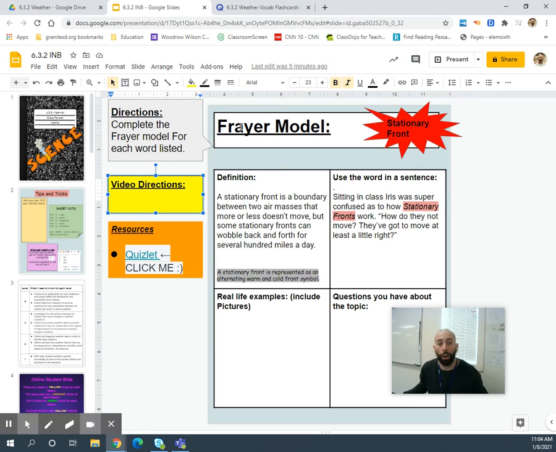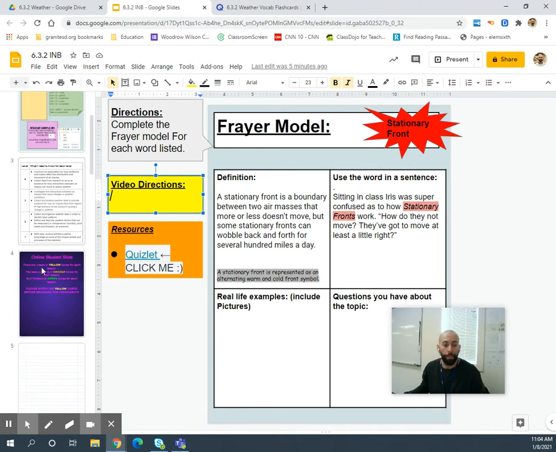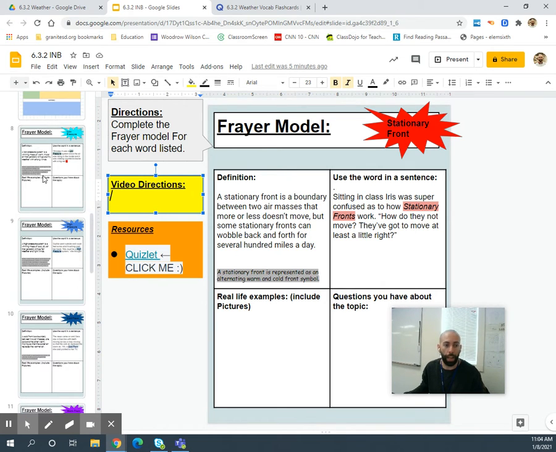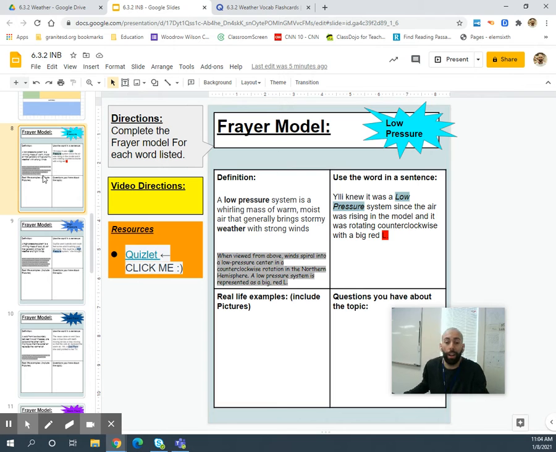Hey guys, we're going to go over our vocab for this weather unit and how you're going to go about doing that, whether you're in person or online. So first thing that we're going to do is my vocab starts on slide 8. Now, when this gets created all the way and when it's finished, this may be a different slide for you.